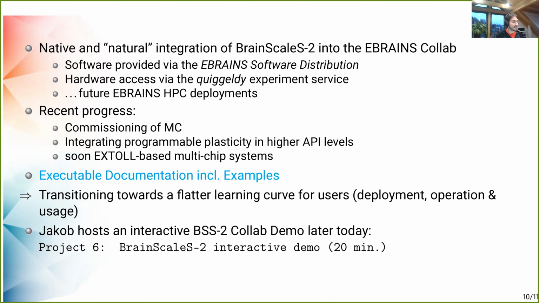And that's just an announcement. Jakob will host an interactive BrainScaleS 2 Collab demo later today. So mark this in your calendar. This evening, there will be a demo.